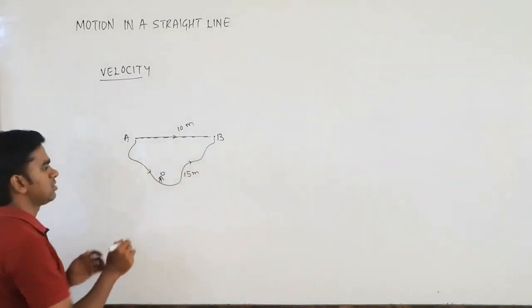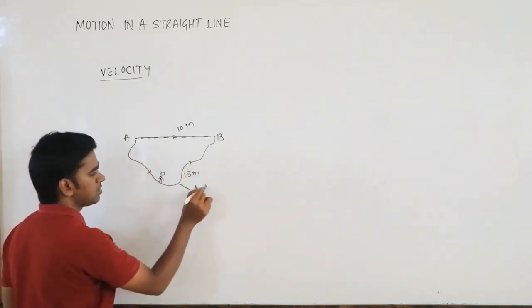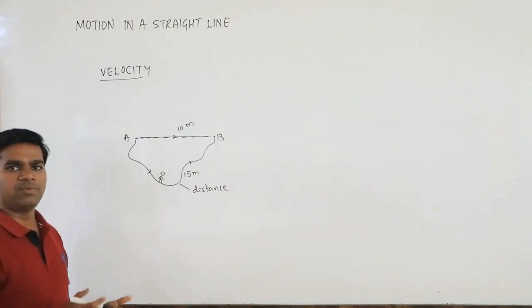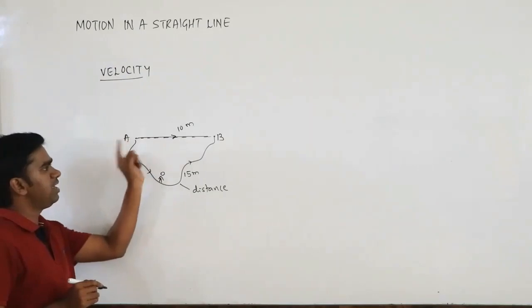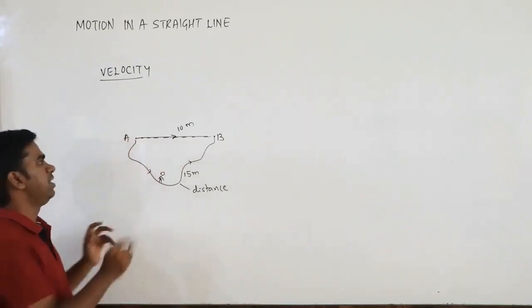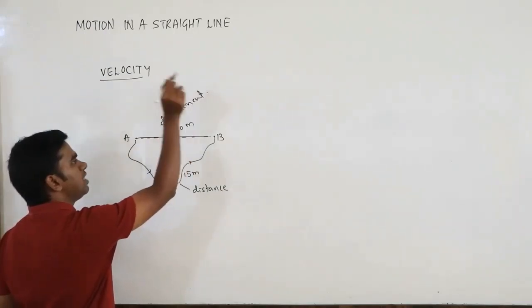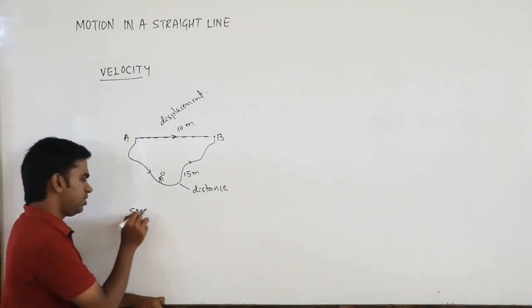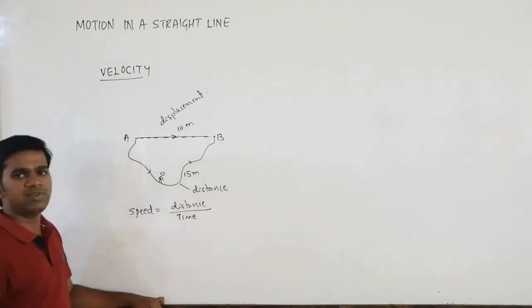So if we ask what is the displacement and what is the distance, this is going to be your distance. And when you come here, you check your Google Maps or something, it will show the direct distance between A and B, or the shortest distance between A and B. That is what we call displacement. Now, how did you calculate the speed? You calculate speed as distance divided by time taken.